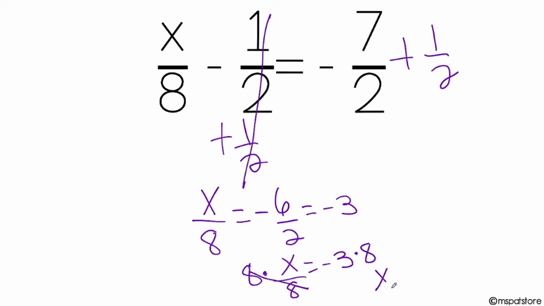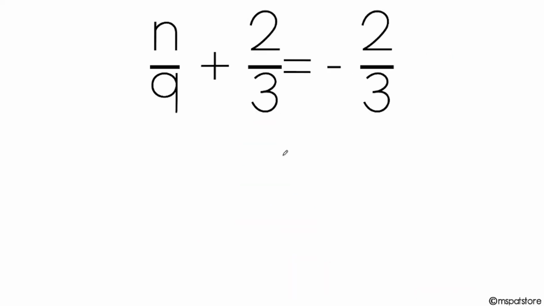So now I have x equals negative 3 times 8, which is negative 24, because when you are either multiplying or dividing and they have different signs, your answer is negative. I would like you to pause the video and try to do this one by yourself. Remember that you can cancel this entire fraction at once.